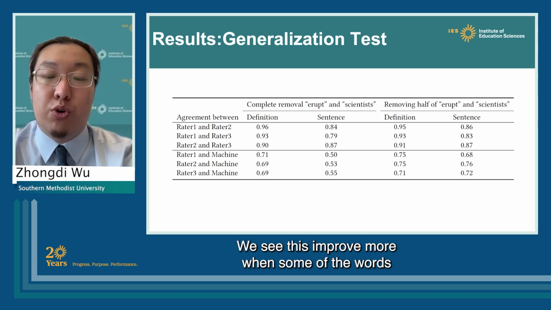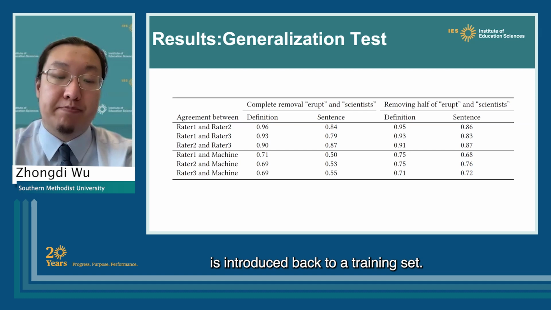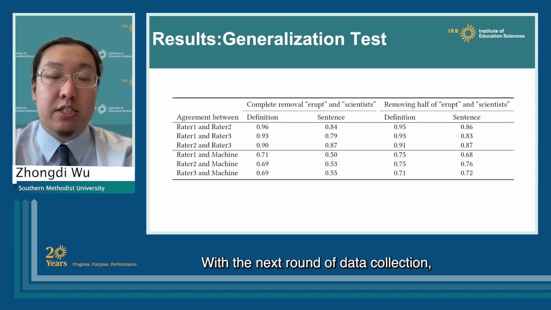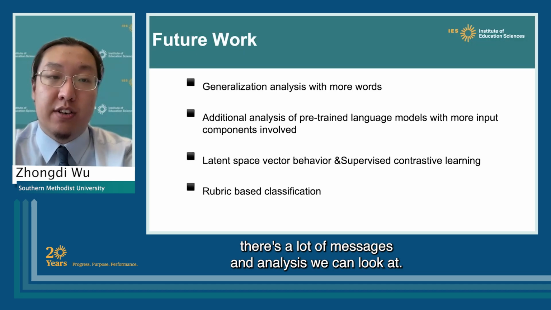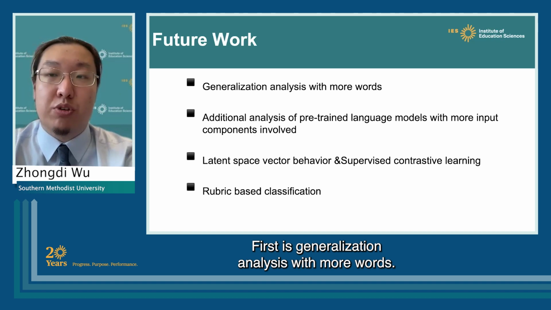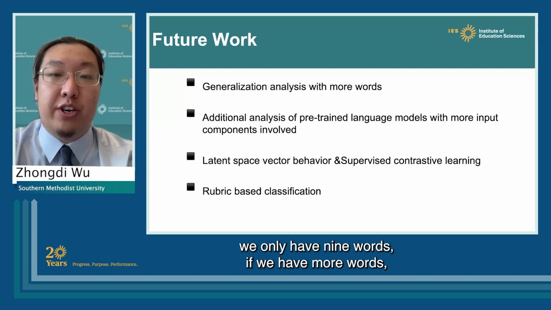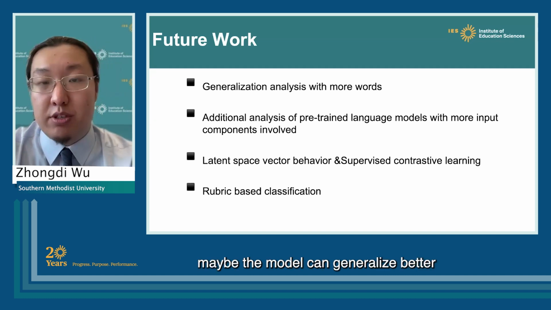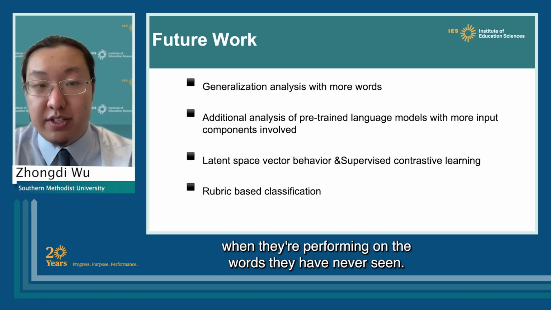With sentence tag improve more when some of the words are introduced back to the training set. With the next round of data collection, there are a lot of methods and analyses we can look at. First is generalization analysis with more words. Because of the previous data set, we only have 9 words. If we have more words, maybe the model can generalize better when performing on the words they have never seen.